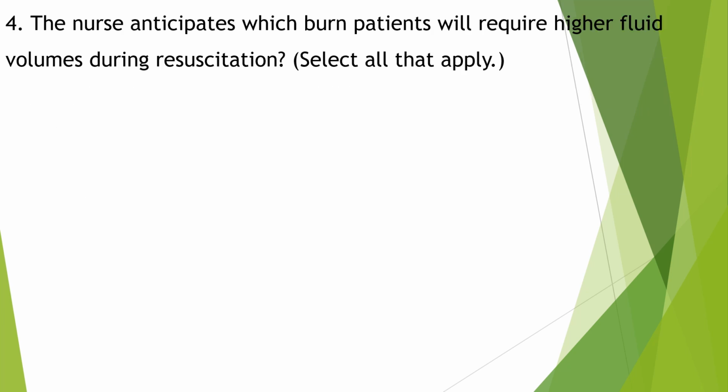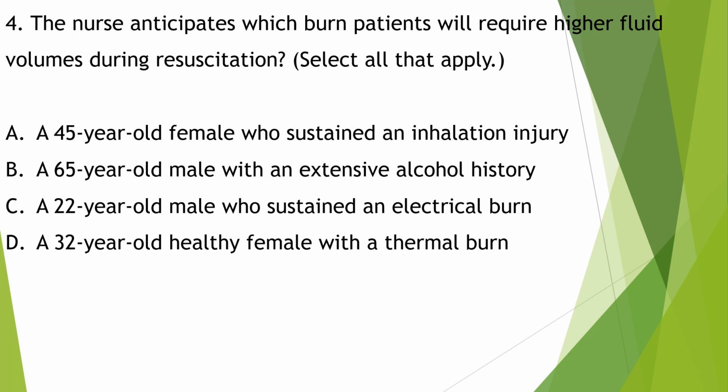The nurse anticipates which burn patient will require higher fluid volumes during resuscitation. A 45-year-old female who sustained an inhalation injury, a 65-year-old male with an extensive alcohol history, a 22-year-old male who sustained an electrical burn, a 32-year-old healthy female with a thermal burn. All patients selected have comorbidities that predispose them to typically require higher volumes of fluid during the resuscitation period.